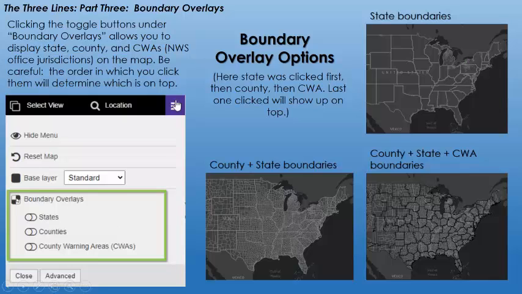And the last thing here is boundary overlay options, and you can toggle on the states, counties, and county warning areas or Weather Service Office jurisdictions. Something to note is that the order in which you click them will determine which of them is on top, which isn't a huge deal if you're looking at county and state boundaries, because usually county boundaries are also state boundaries, but that will determine if your CWA boundaries are on top or below your other boundaries. In this case, the county warning areas were clicked on last, so they showed up on top.